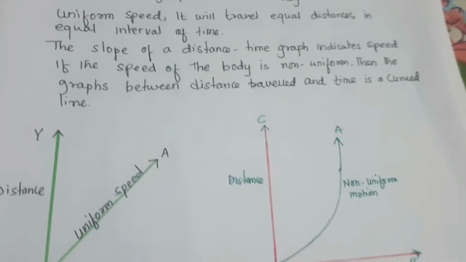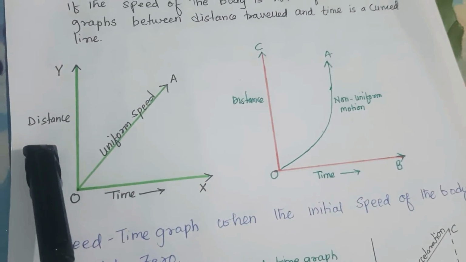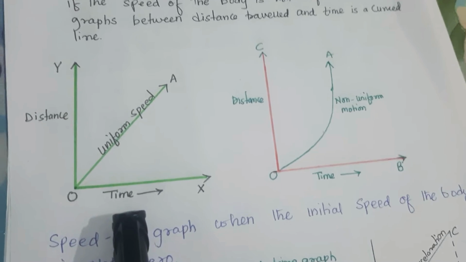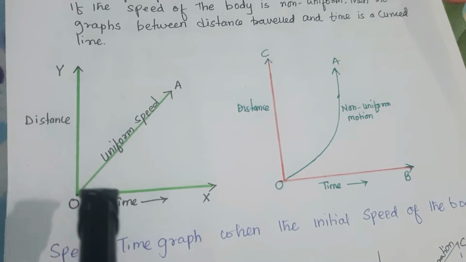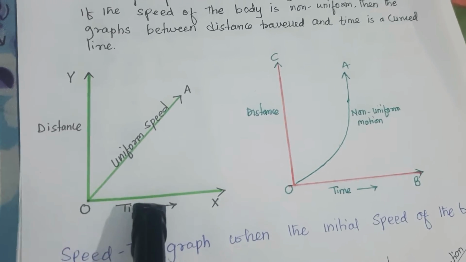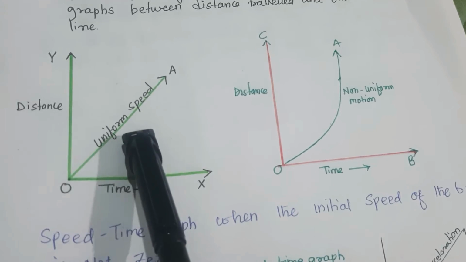So here let us come to this part. Look here, there is distance on the y-axis and here on the x-axis we have time. So when the distance and time are equal, meaning in equal intervals of time, if equal distance is covered, then we call it uniform speed.